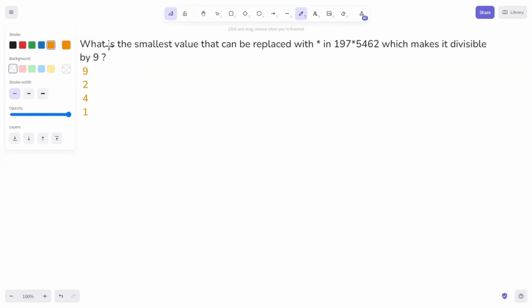So as you can see, this is our question. What is the smallest value that can be replaced with asterisk in 197*5462, which makes it divisible by 9? Our options are 9, 2, 4, and 1.